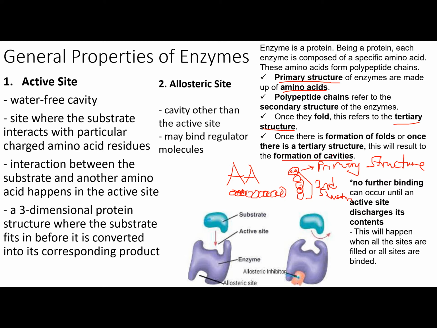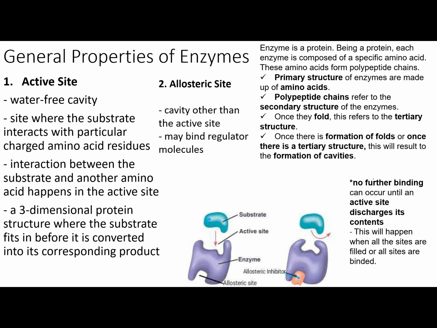Now, ano ba itong mga cavities na to? These cavities class would now refer to the active site and the allosteric site of your enzyme. So, if asked in your quiz, at what form of protein do cavities or do active sites and allosteric sites form, it's usually at the tertiary structure.